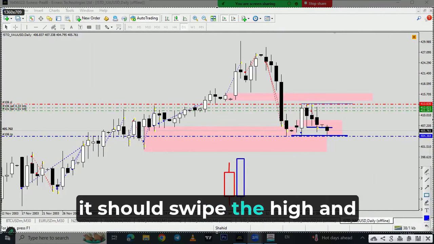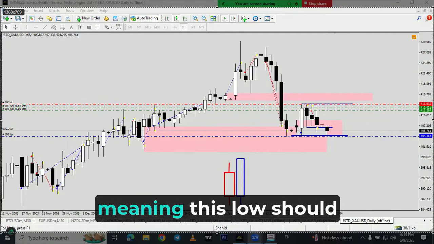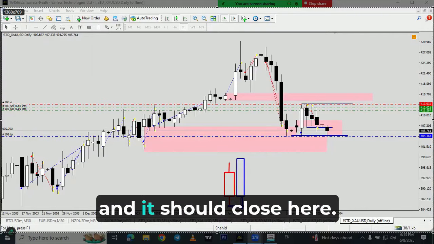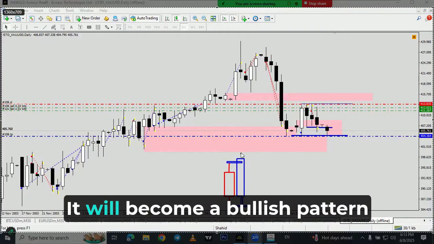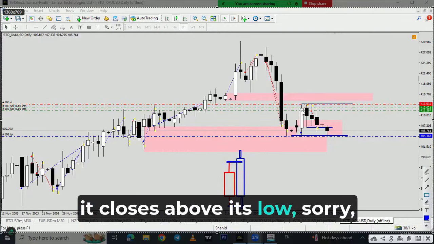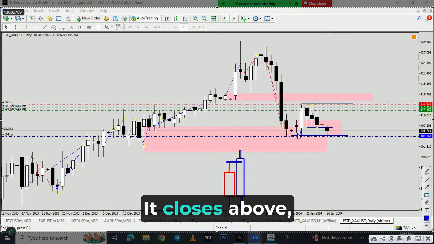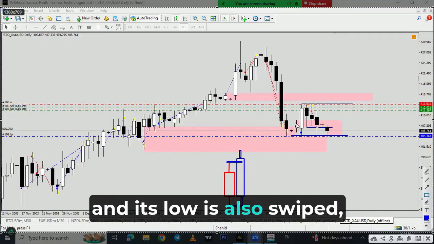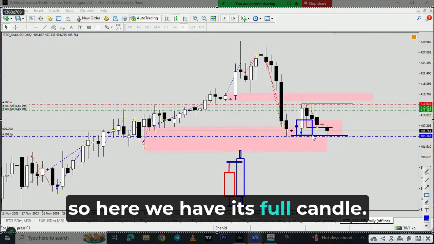Here it should swipe the high and its low should be swiped, meaning this low should be swiped and it should close here. So what will happen? It will become a bullish pattern for us like this. See, it closes above. Its low is also swiped. So here we have its full candle.